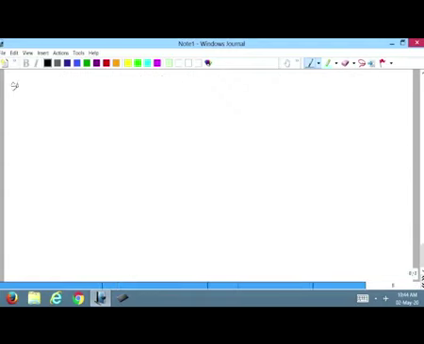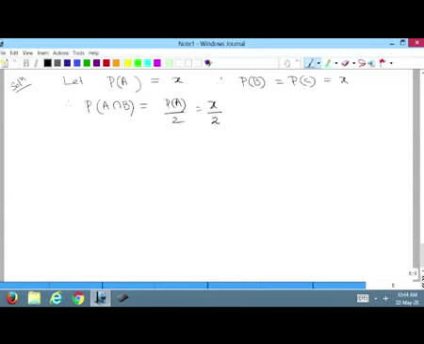So, we move as follows. Let probability of A be equal to x. Therefore, probability of B is equal to probability of C is equal to x. Therefore, probability of A intersection B is equal to probability of A by 2, which is x by 2, and that is the same as probability of B intersection C and probability of A intersection C, and probability of A intersection B intersection C is equal to half of that, therefore x by 4.